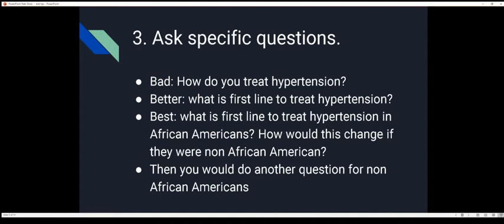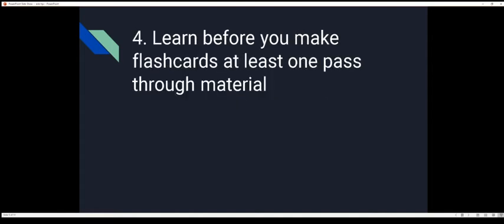So you just want to make sure your questions are specific. If you're talking about hypertension, be as specific as possible. Get down to the ethnicities. Ethnicities matter. And number four is learn before you make flashcards.